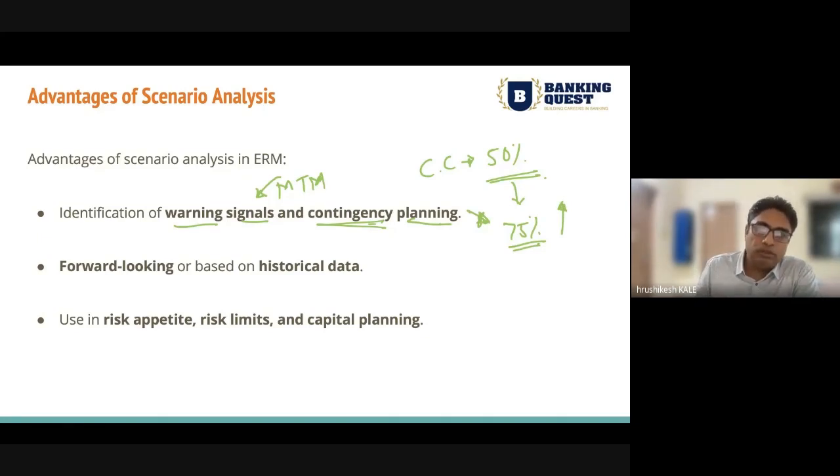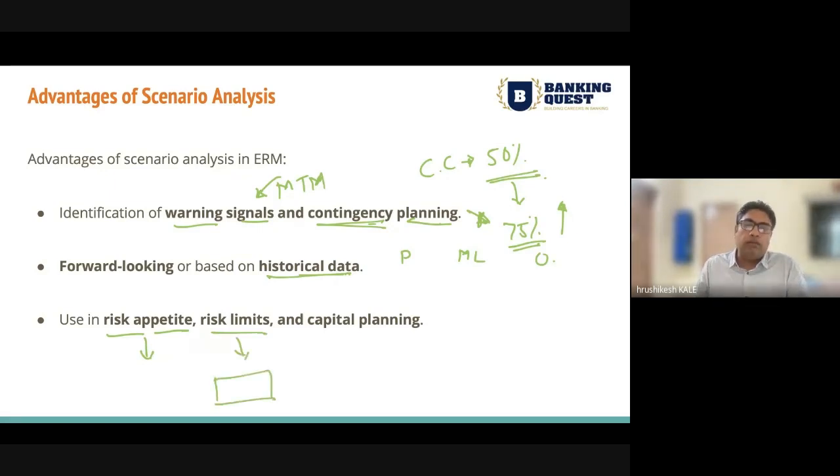Forward looking based on historical data. So basically you predict the future for pessimist, most likely, and optimist. Use of risk appetite: how much risk can I take? Risk limit: this is the money which I have taken out, and I will stop this product if this limit is breached. And capital planning: how I am going to get the capital which is required for risk appetite and risk limits.